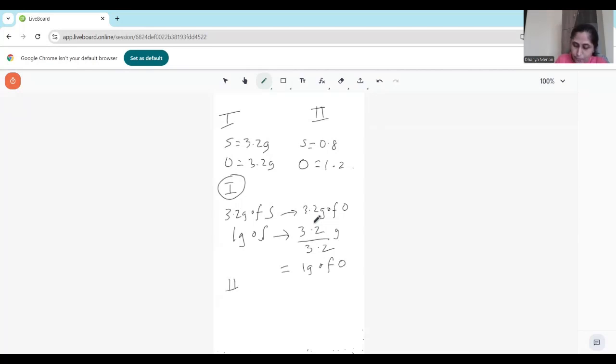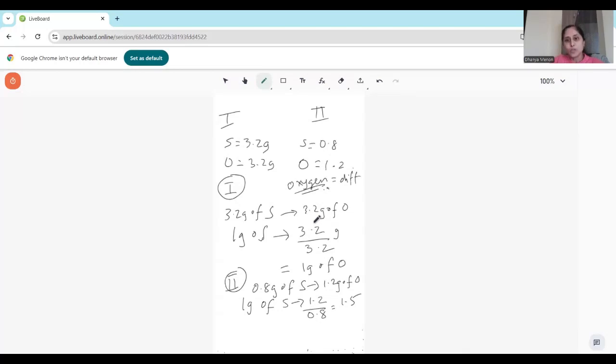Second set. 0.8 grams of sulfur is reacting with 1.2 grams of oxygen. Let's fix this also as 1 gram of sulfur so that we can fix one of them as the fixed mass. So for sulfur as 1, we get 1.2 by 0.8, which is equal to 1.5. So sulfur is fixed as 1, and the oxygen is the variable mass here.